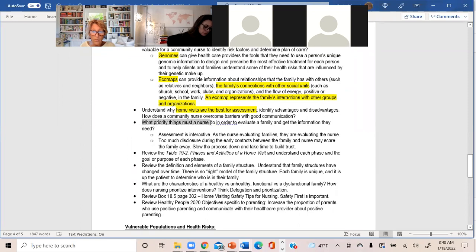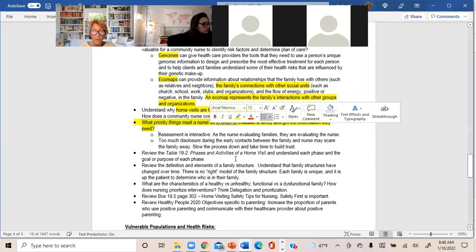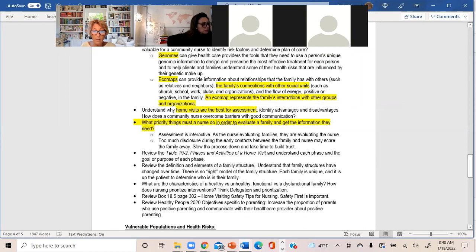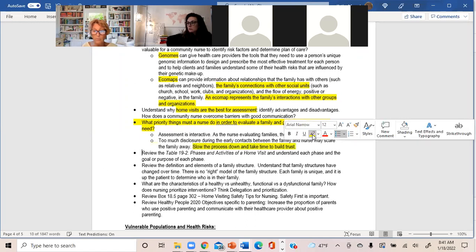What priority things must a nurse do in order to evaluate the family to get the information they need? Well, think of ADPIE, assessment, evaluation of families. Yes, this bullet is all about establishing trust. Remember, when you go into the community and you're doing home visits, whether they're voluntary or involuntary, you've got to establish trust. People aren't really willing to give up a whole lot to strangers. So you've got to slow the process down and build trust.